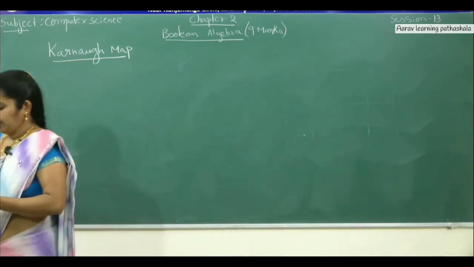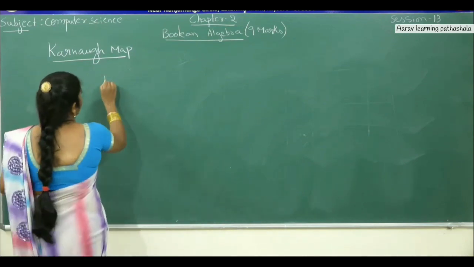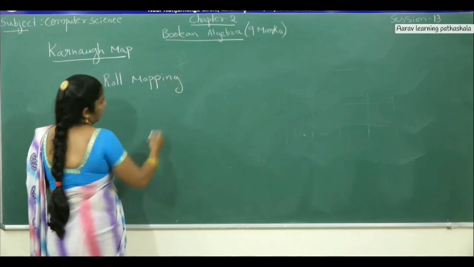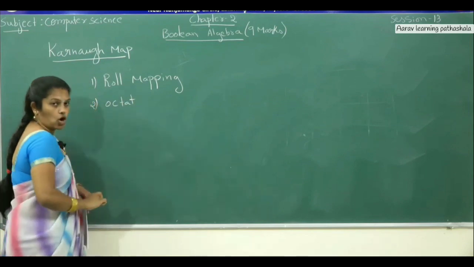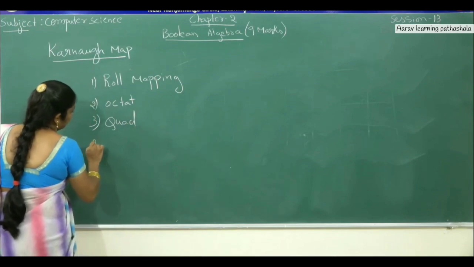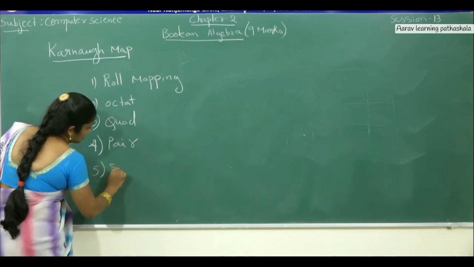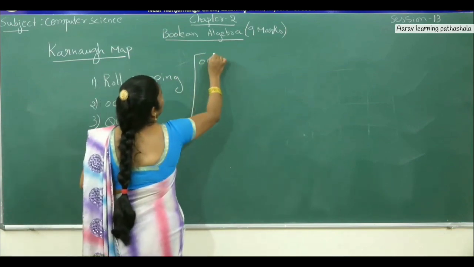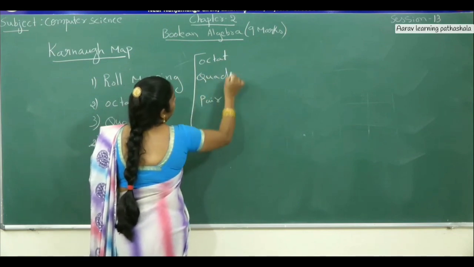For example, when you solve a K-map, first I have to check roll mapping. Then second, you have to identify octet. Next, you have to identify quad. Next, you have to find out the pair. Finally, you have to find out the single. In roll map also, once again you have to check octet, quad. Next, you have to find out pair.